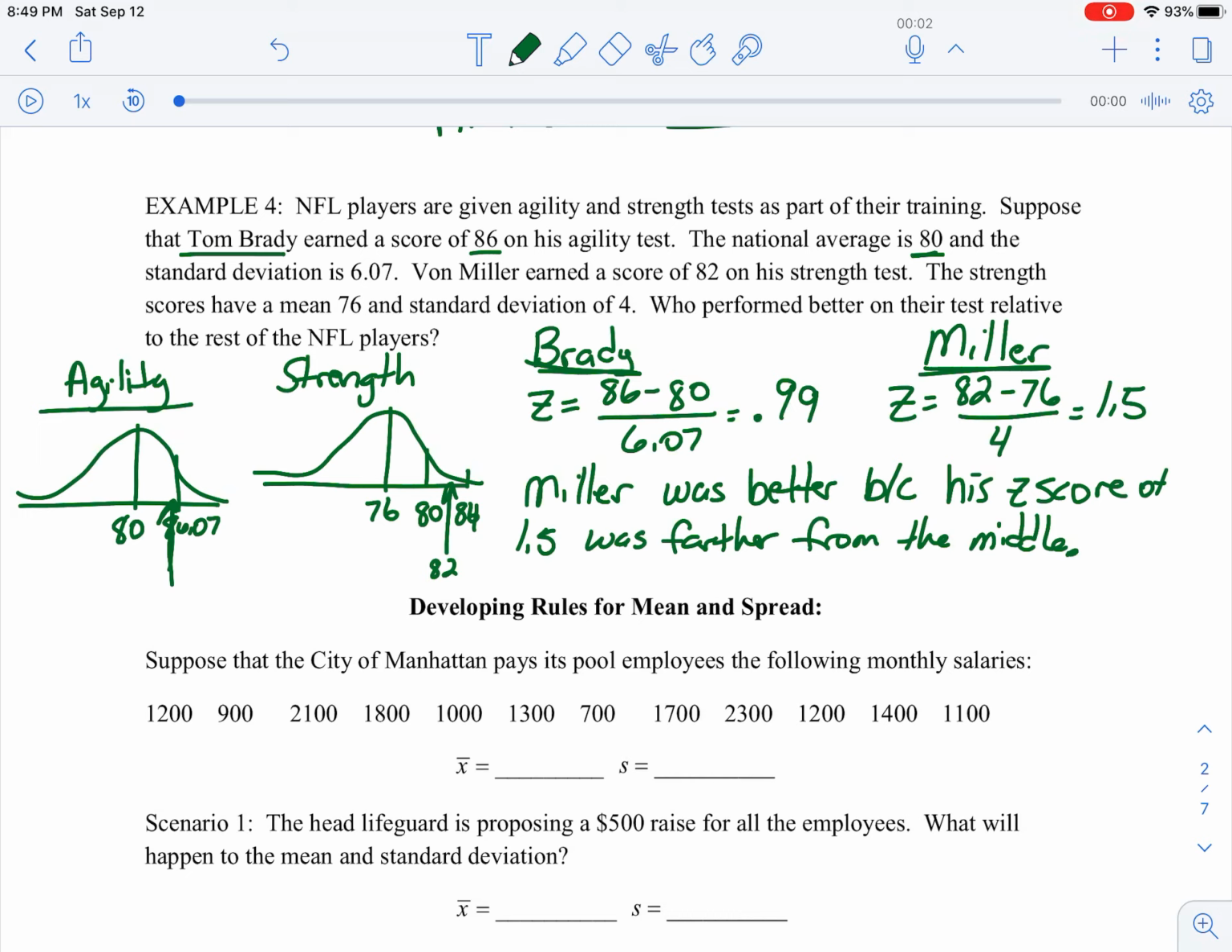Now, sometimes we have to be careful as far as looking at distances. Here, a positive means that we are better than the rest. But sometimes that could be negative. If I'm looking at race times, the further left you are on race times, the better you did. So we have to pay special attention to that when we get to those. All right, so that took care of this particular lesson.